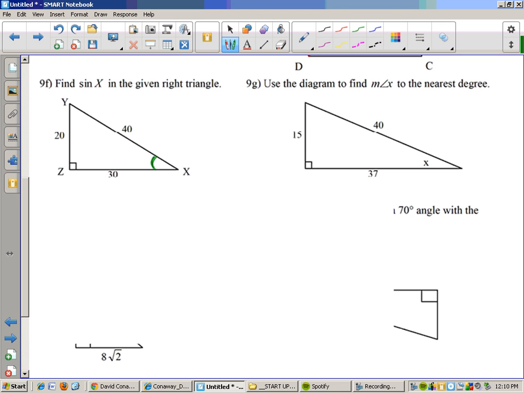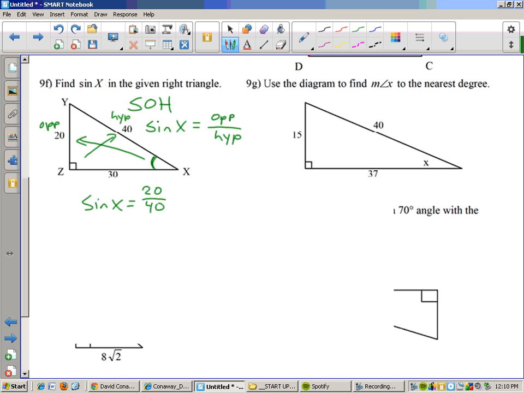So the sine of x means I'm going to use sine x in this case, or theta, equals opposite over hypotenuse. Opposite in this case is going to be 20. Hypotenuse is always across from the 90. So I'm going to have sine x equals 20 over 40. 20 over 40 is going to reduce to 2 over 4, which also reduces to 1/2. So sine x equals 1/2.